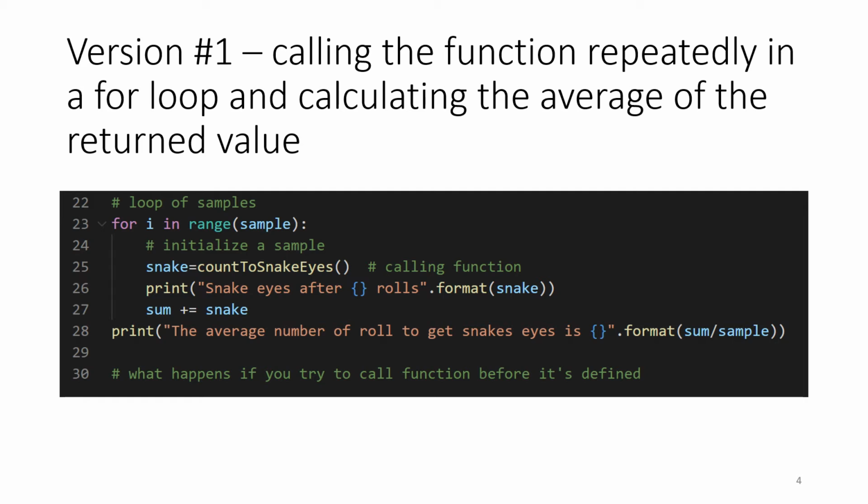Again, there were no arguments. I don't need any information sent to this function in order for it to do its job. That function returned the count of the number of rolls to achieve snake eyes, and that returned value gets assigned to our variable in 25 called snake. In line 26, that snake number is being printed out, and in 27 it is being added to our sum. And then in 28, outside of the for loop, because of the outdenting, then we are ready to calculate the average, which is the sum over the number of samples.